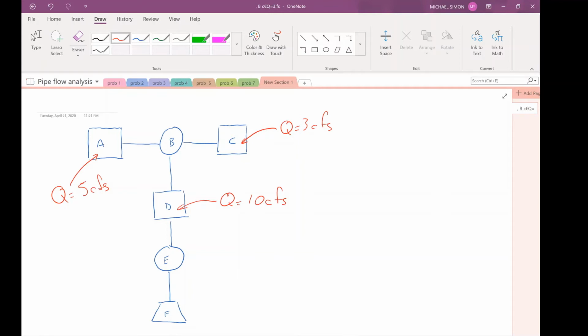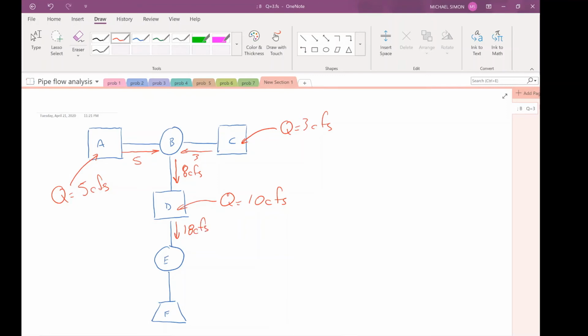So what would happen is the water going through this pipe, we have 5 cubic feet per second going into B. Then we have 3 cubic feet per second going into B. And coming out will be a total of 8 cubic feet per second. So all of these systems combine and move downstream. The 8 cubic feet per second goes into D. We get an additional 10 cubic feet per second, which means we have 18 cubic feet per second coming out.